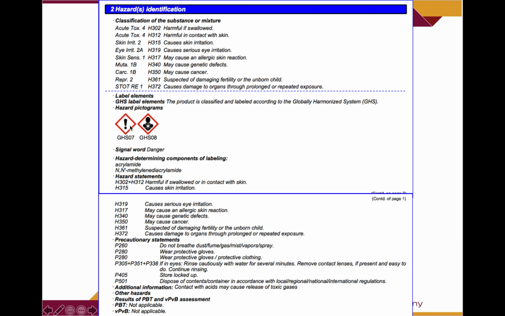The one that involves this sign is over here: may cause genetic defects and may cause cancer, quite towards the end. So that doesn't mean that this is not important, but this would again cause more damage or more hazard to the handler.